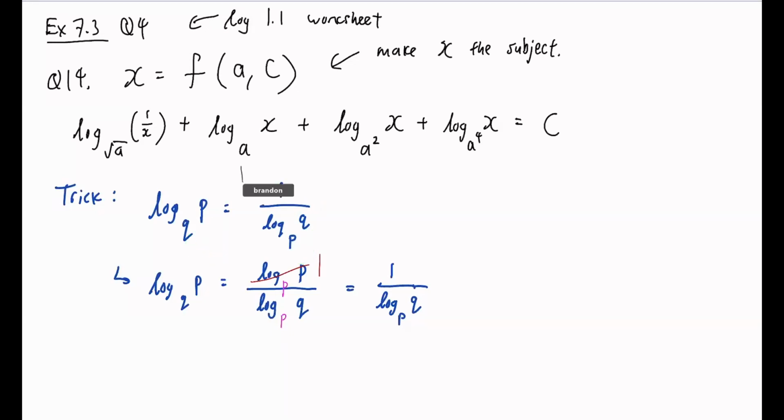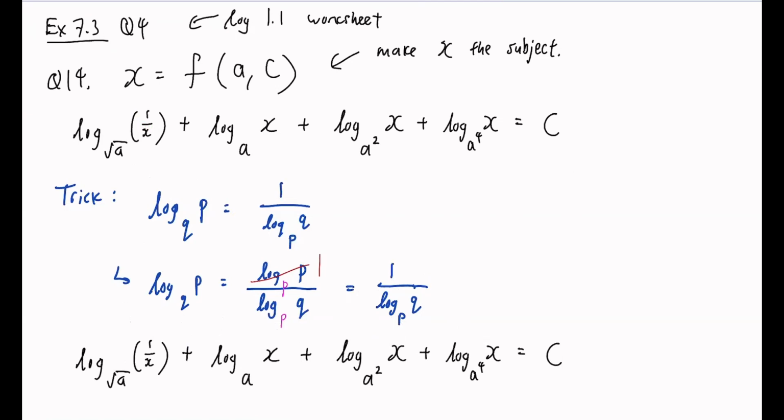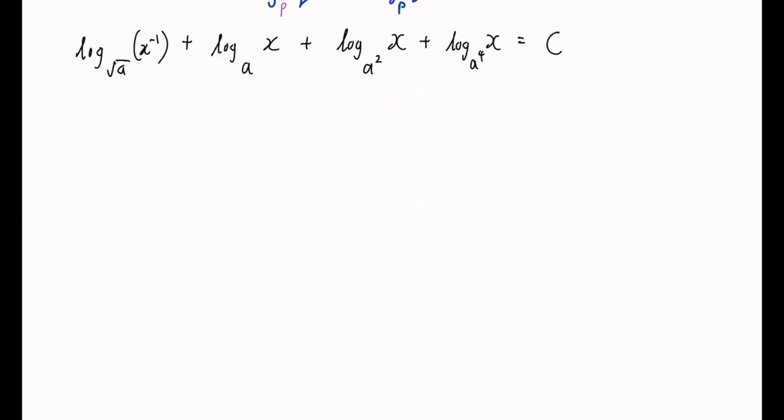So over here, I see there's a 1 over x. So I'm just going to copy and paste the equation, but I'll replace the 1 over x with x power negative 1. Then I will bring down the negative 1. So I get negative of log x base root a. Everything else copy paste.